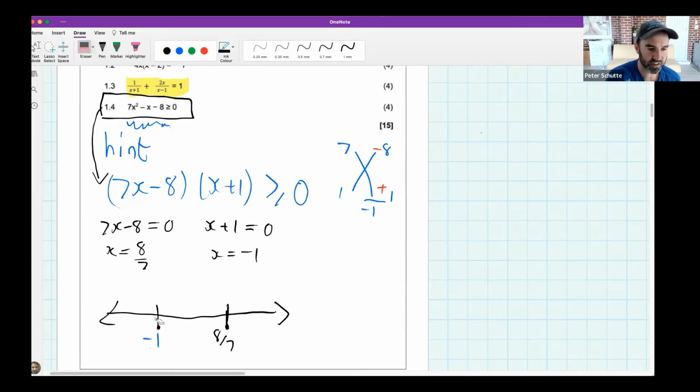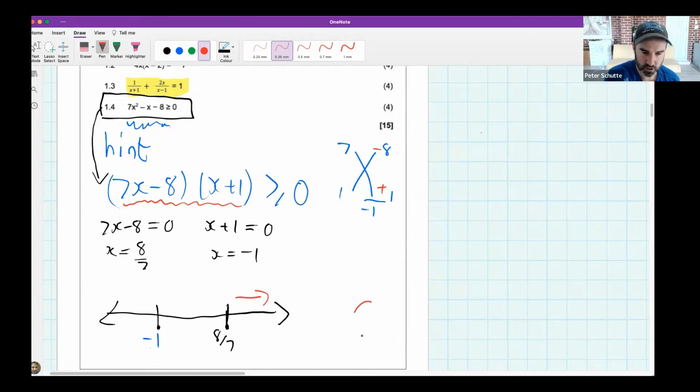So basically, these are called zero values because the expression is worth nothing at them. In order to figure out where this is positive or negative, I choose a value bigger than my biggest zero value. So I need someone in the chat to tell me what is a number bigger than 8/7. Give me a nice round number. Choose a number. Okay, 2, right? 2, fantastic. If I put 2 into this expression up here, is this expression going to be positive or negative?